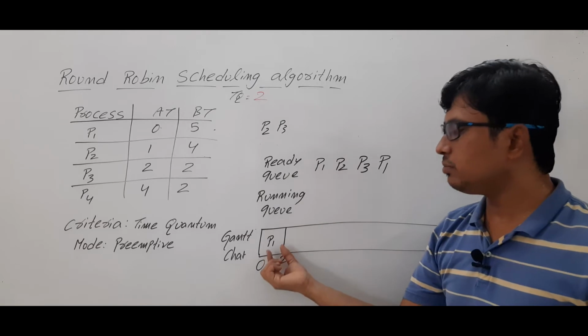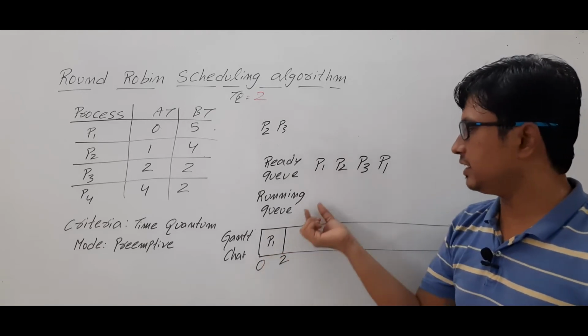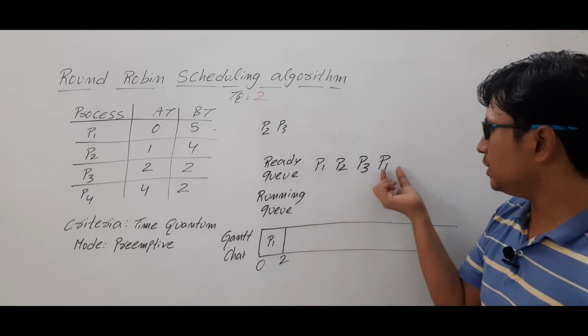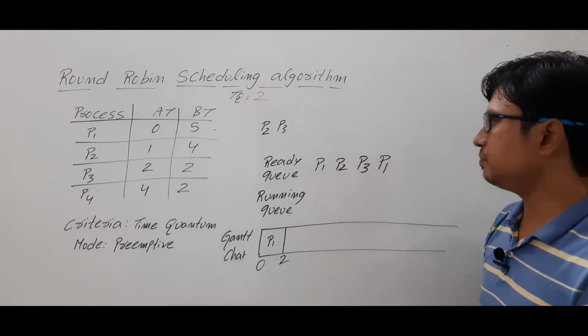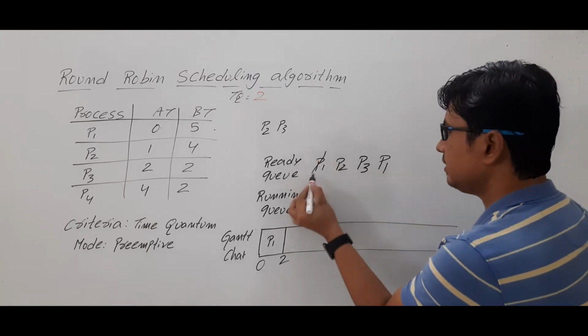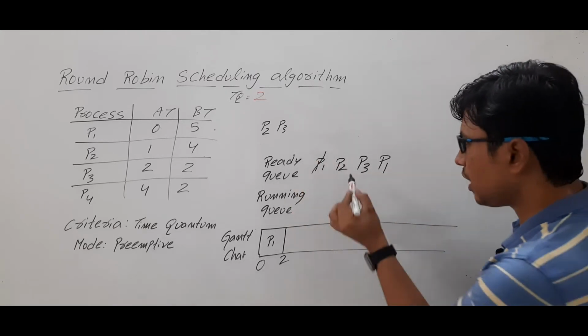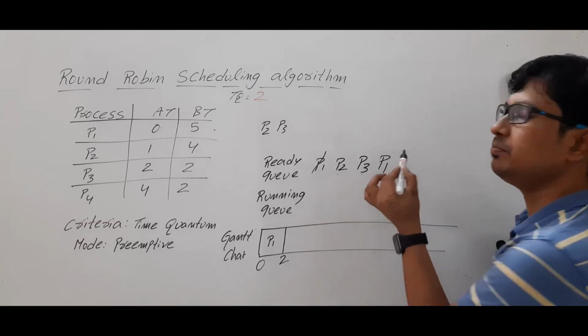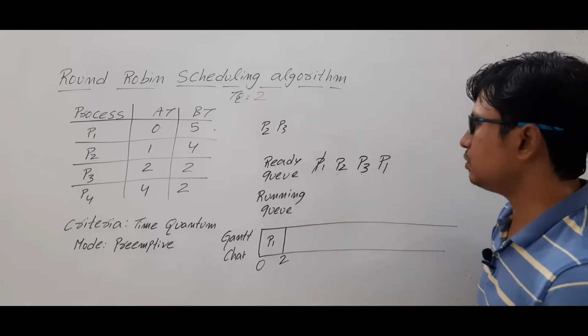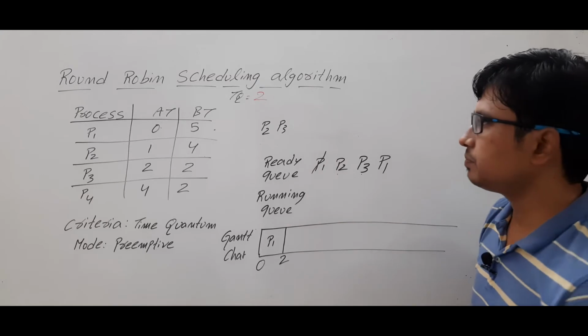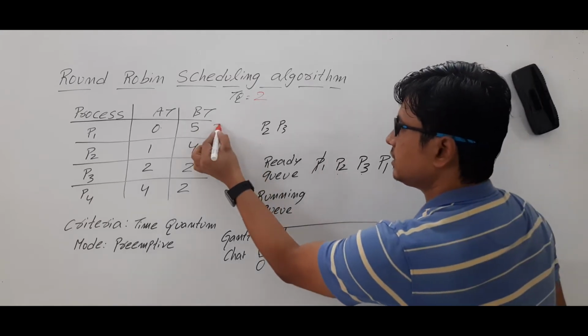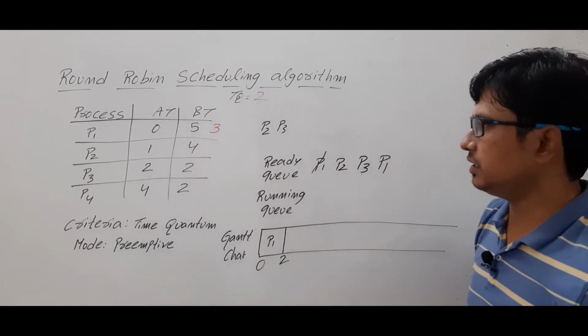As the time quantum of P1 processor has been completed, from the running queue it will be kept in the ready queue. So this is done. Then what is the meaning? You have to run P2, then P3, then P1. That is the meaning. So P2 will keep it. The remaining time for P1 is 3 units.